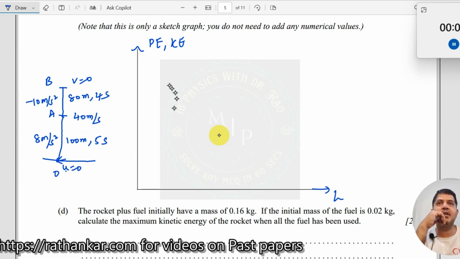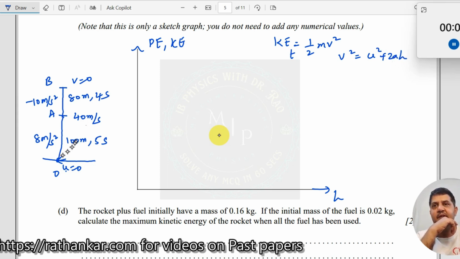Now we need to plot a graph of kinetic energy versus height, and potential energy versus height. Now kinetic energy, instantaneous kinetic energy, let me say T, is given by half mv square. Okay, and then we know that v square is equal to u square plus 2ah. In this region, let me say this is h1 over here. So as a result, I can now write u equal to 0. This becomes 2ah over here. Because a is equal to 8, I can have this.